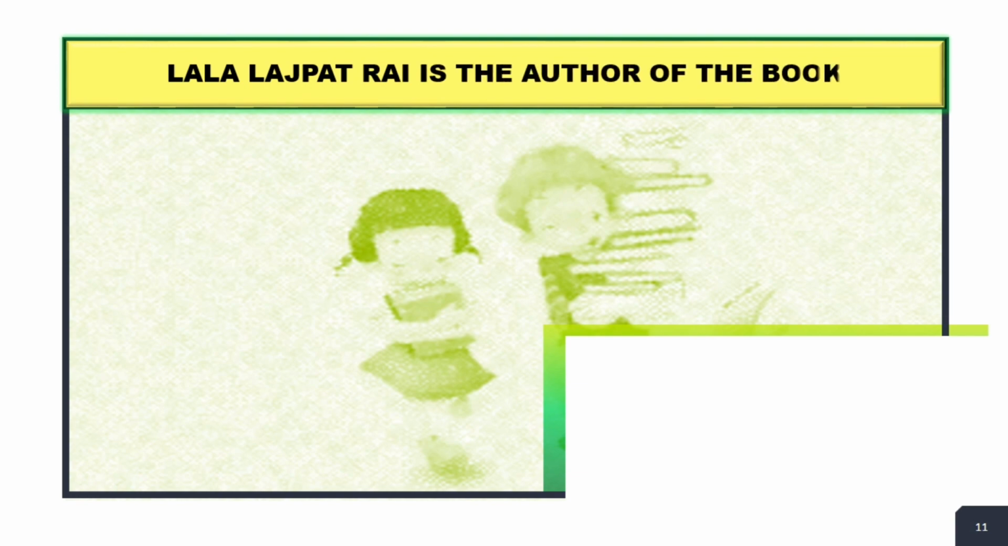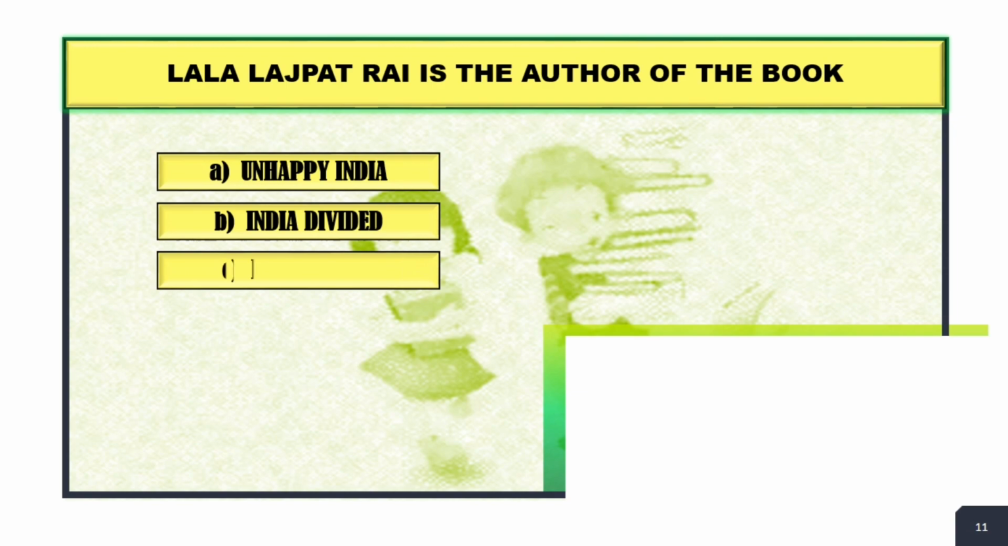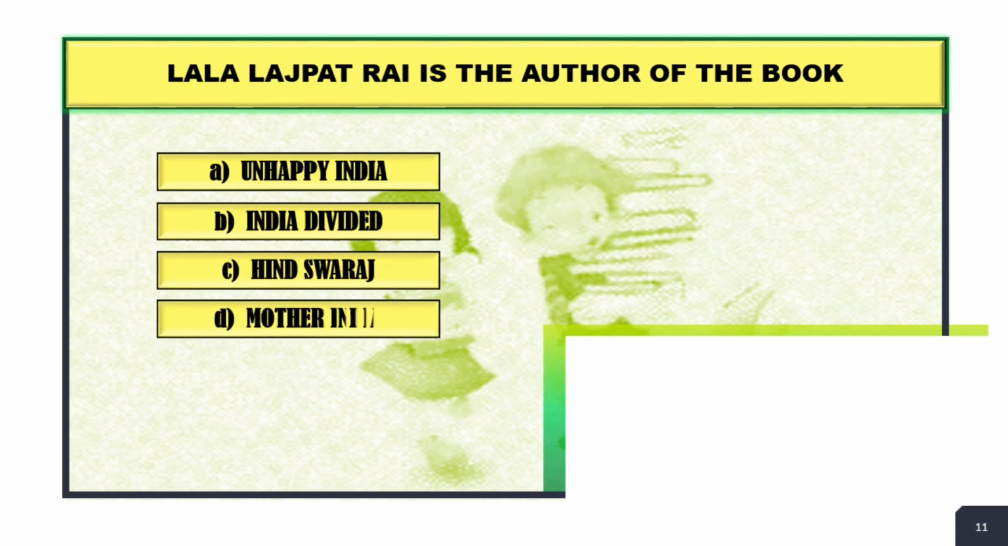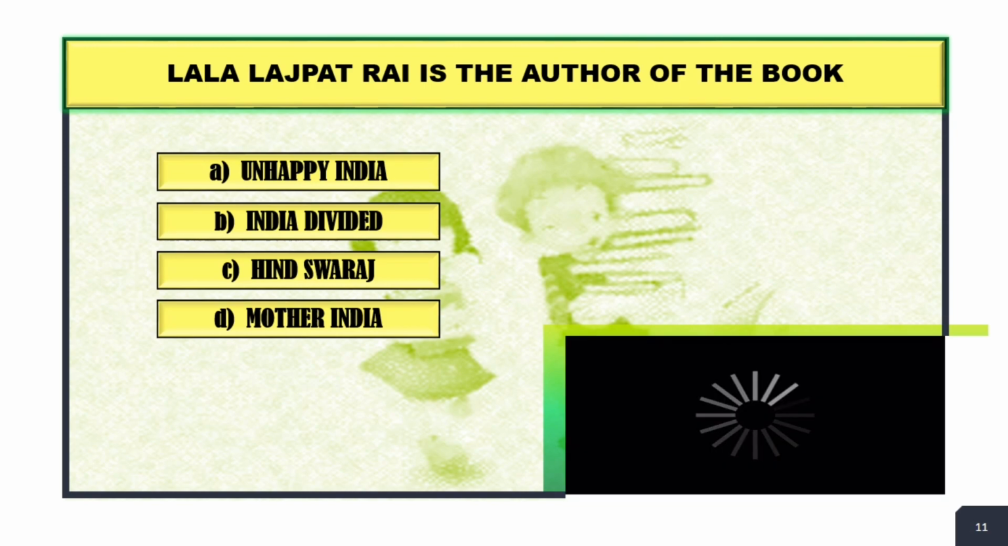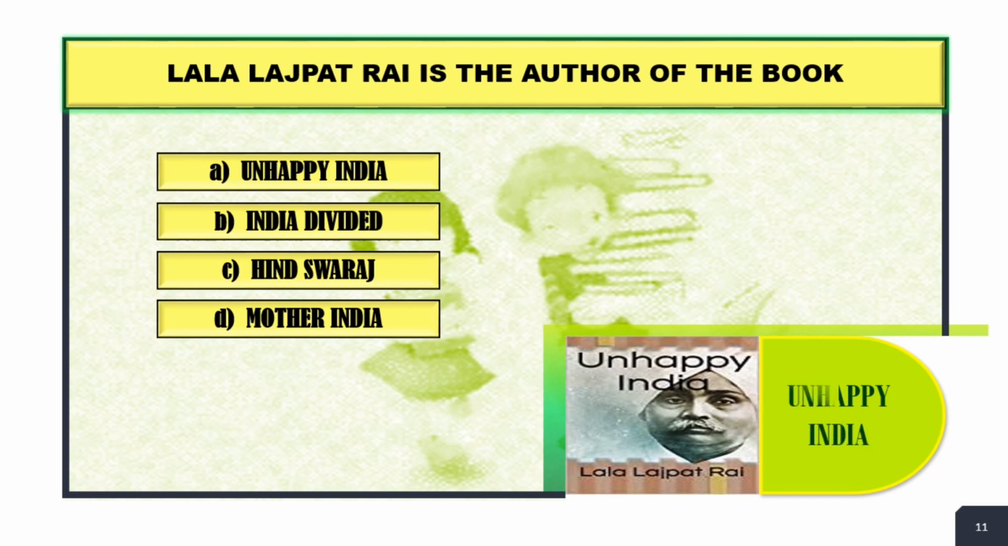Number 11. Lala Lajpat Rai is the author of the book A. Unhappy India. B. India Divided. C. Hind Swaraj. And D. Mother India. The answer, Unhappy India.